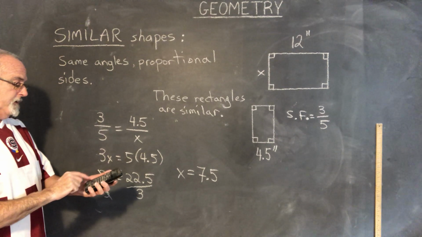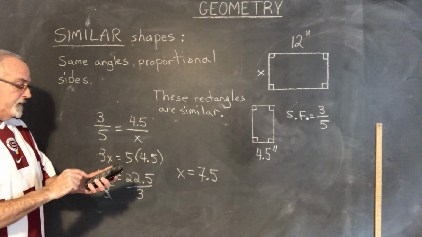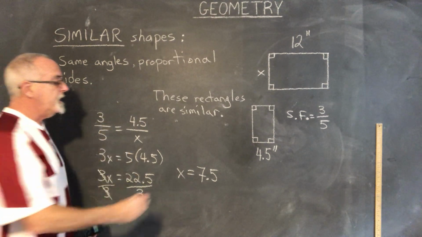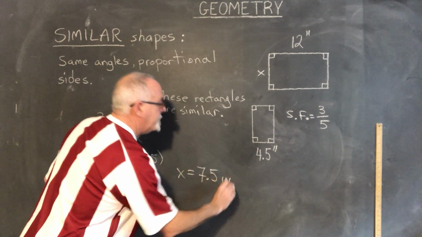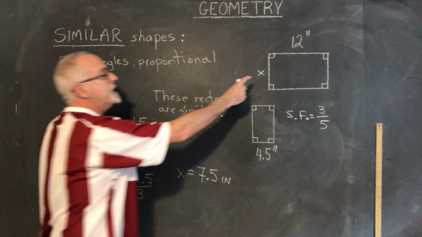5 times 4.5 equals, and then I divide, and it is 22.5, and then I divide by 3 and I get 7.5. I have it. I'll write IN for inches. We have our unit of measure. We've done everything we need to do to find this x.